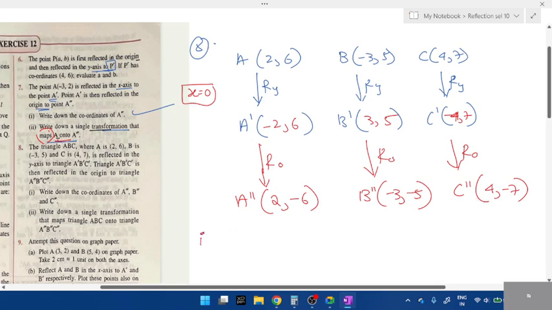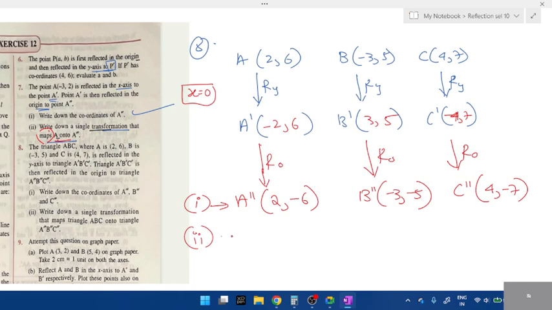Okay, what's the first answer, students? Write down the coordinates of C. So this is the answer. We got the answer. Check the answer in your textbook. Is it correct? No.